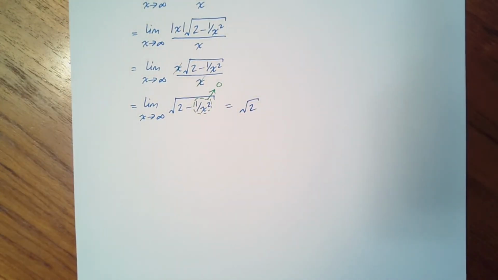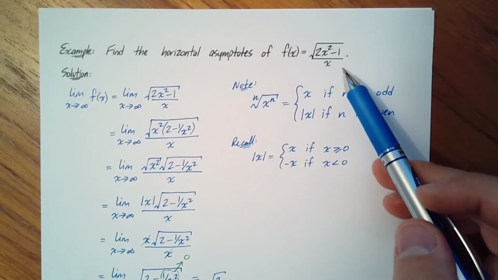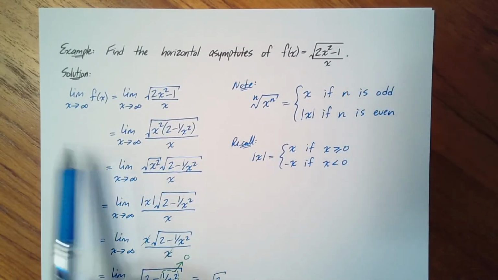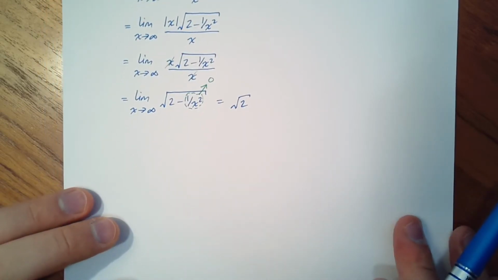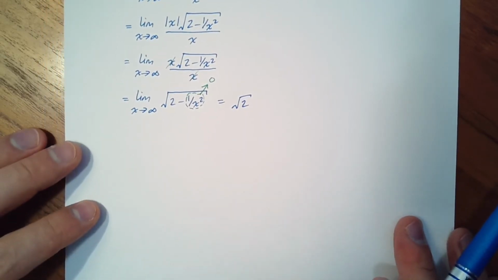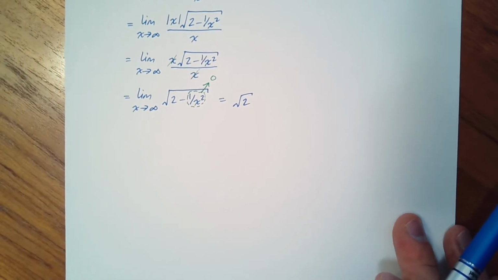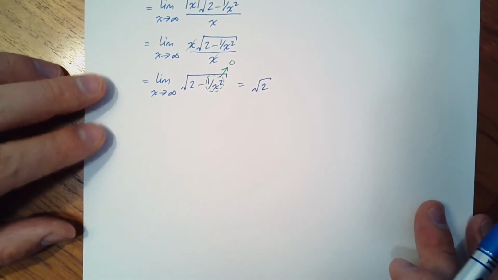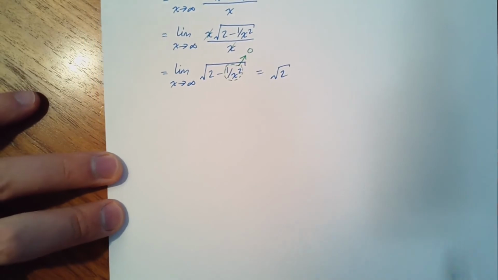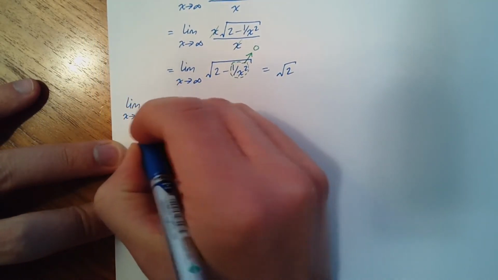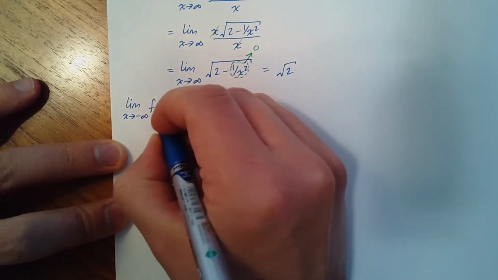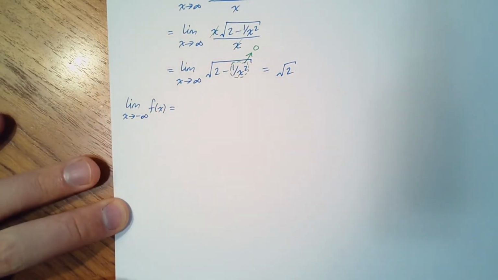So that tells you that y equals the square root of 2 is a horizontal asymptote of this function, because we took the limit as x goes to infinity of f of x, and we got the square root of 2. Okay, but remember, we have to check the other direction as well, right? Because there might be another horizontal asymptote in the negative direction. So let's take the limit now as x goes to negative infinity. This is another calculation that we have to perform now.